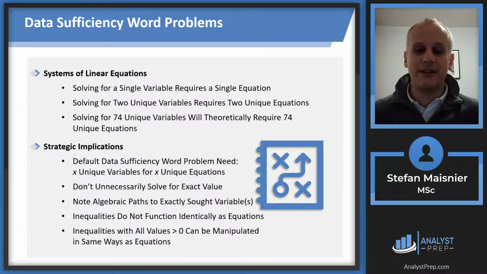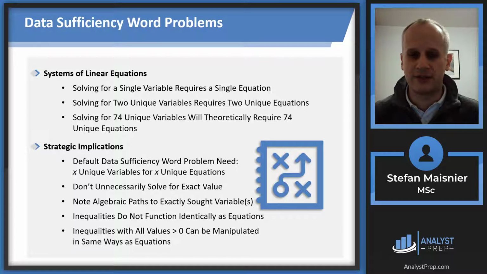However, inequalities with all values greater than 0 can be manipulated in the same ways as equations can. So what that means is you can add, subtract, multiply, or divide, provided that everything in the inequality is greater than 0. Because there is the catch of if you multiply or divide by a negative, you have to remember to flip the sign in your inequality, and that can cause some complications when working through data sufficiencies.